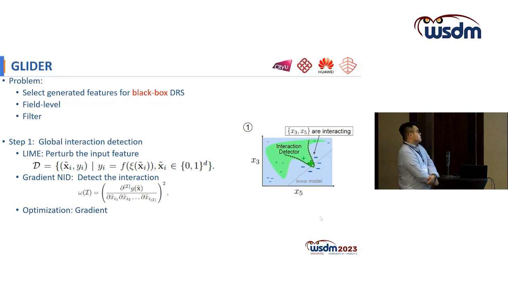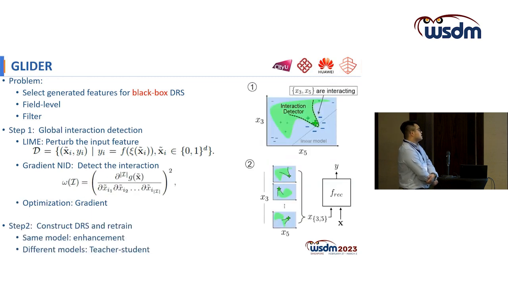And the second, a gradient neural interaction detection score is designed to score all of these interactions. This score means whether the crossing feature is an interaction near the boundary, where the boundary is a linear model, and in this way, both the linear model and the source model could be optimized by gradient descent.